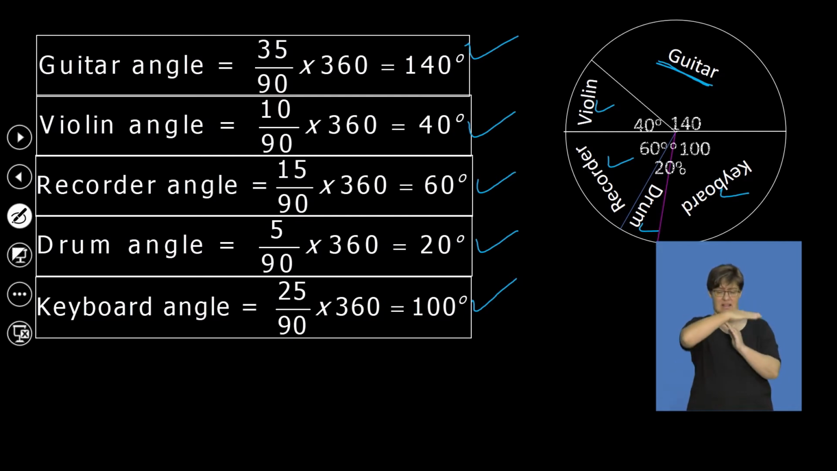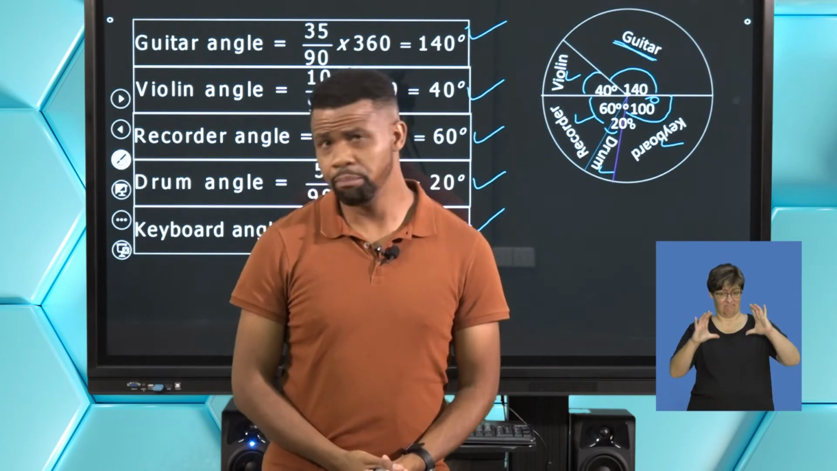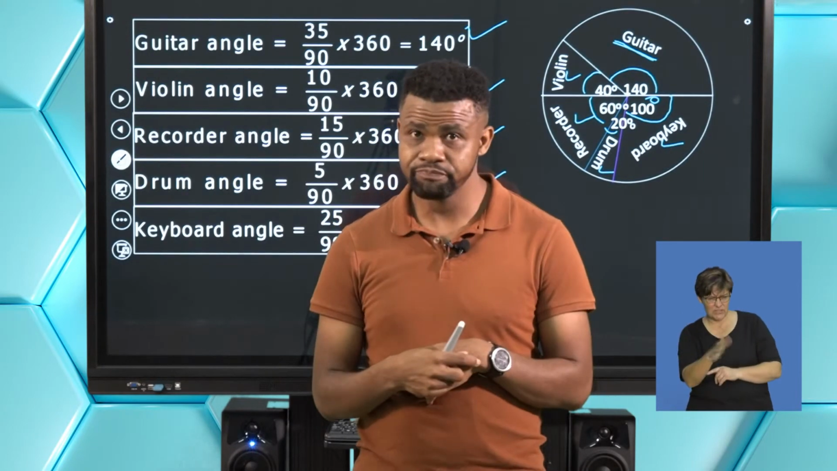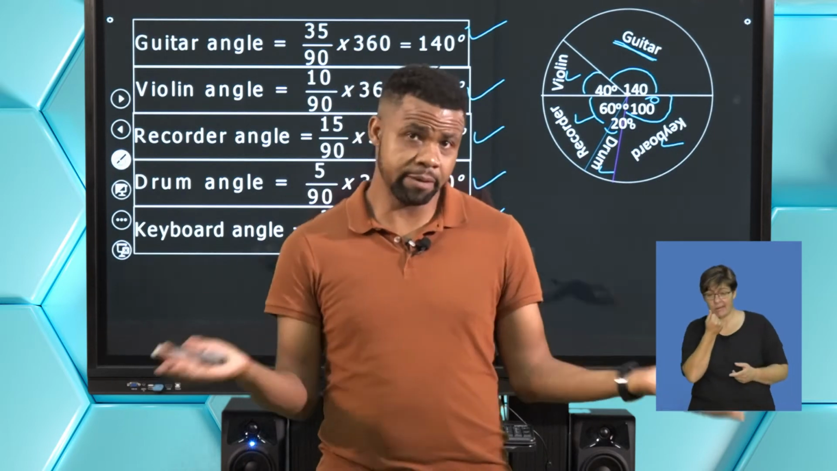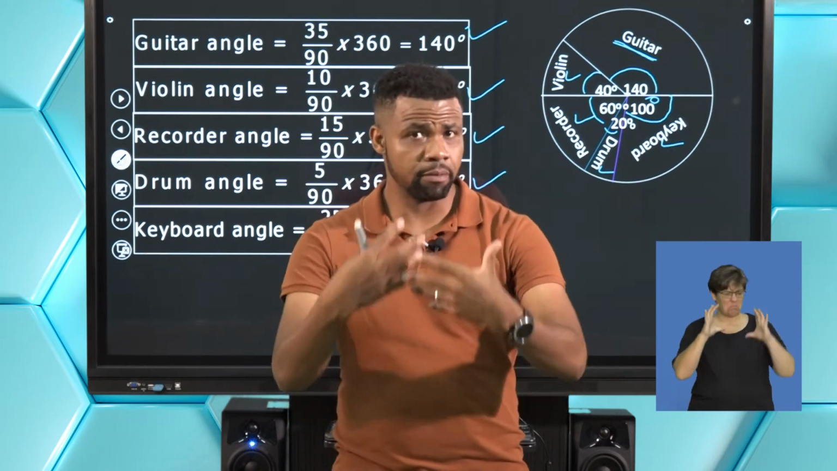Let's look at the angles. So very important to put the angles. We have 140 for guitar, violin, 40 degrees, recorder, 60, drum, 20 degrees, and 100 degrees for a keyboard. Okay. Now, this is how you represent a pie chart. Have you seen a pie chart before? You can represent a pie chart by how many male and female in this country, something like that. You have probably seen a pie chart somewhere.